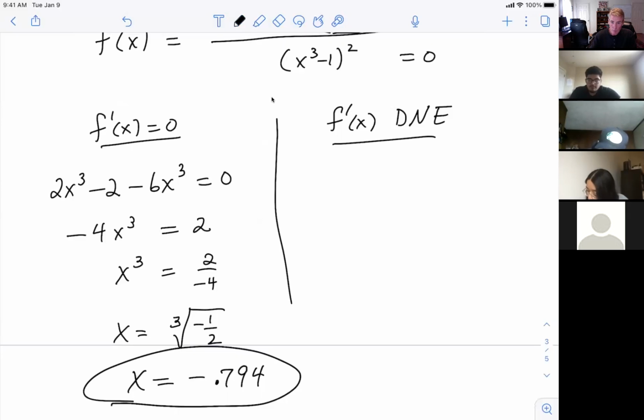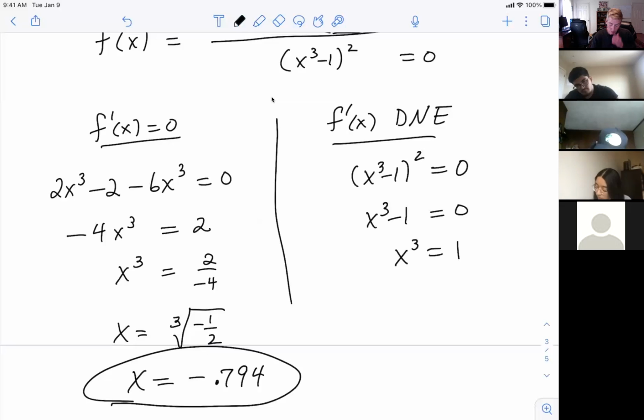And then the last part, when the derivative does not exist, so that's when the bottom equals 0. So set the bottom equal to 0. And then you could take the square root of both sides. So that would just leave x cubed minus 1 equals 0. And then add the 1 to both sides. And then finally, the cube root of 1 is 1. So there are the 2 solutions.